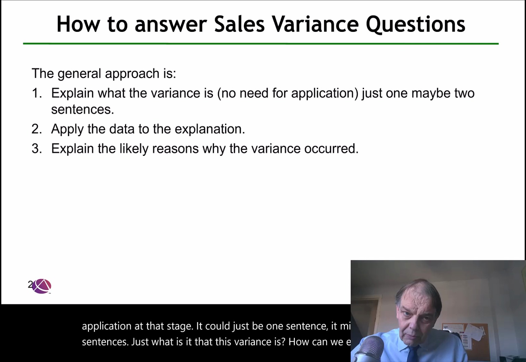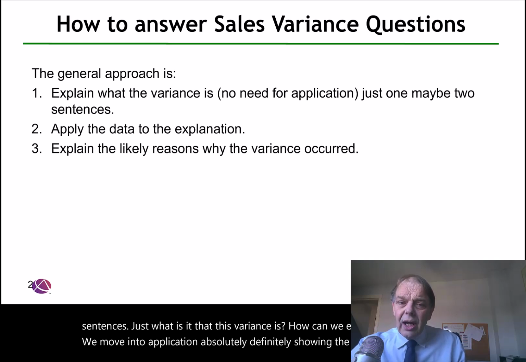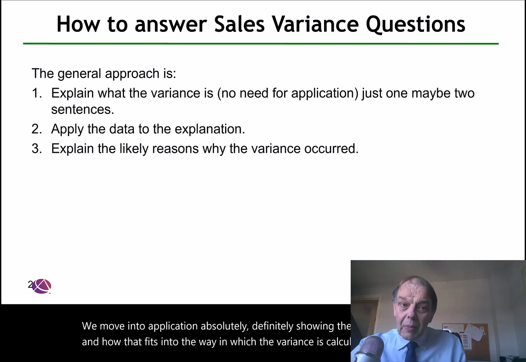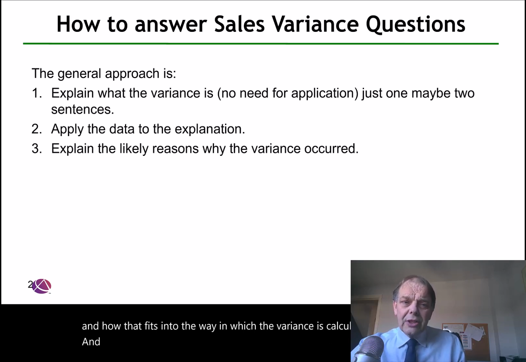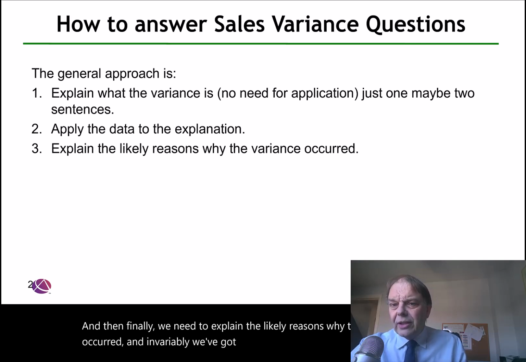Then we move into application, absolutely definitely, showing the data that we've got and how that fits into the way in which the variance is calculated. And then finally, we need to explain the likely reasons why that variance has occurred, and invariably we've got that information somewhere in the data that's given on the reference material.